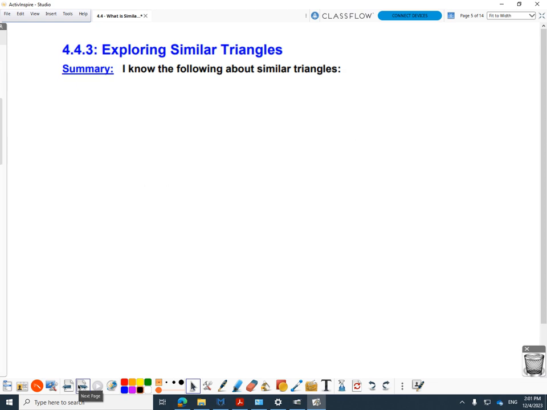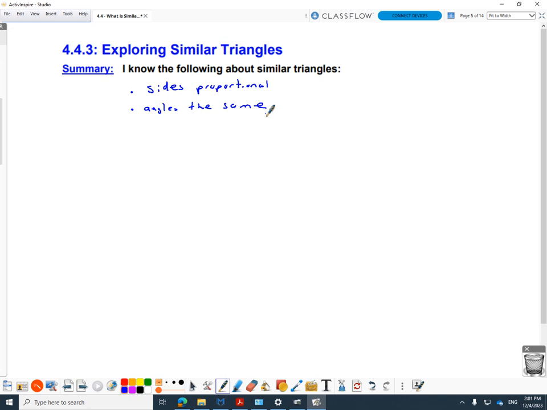here's what we know about similar triangles. Sides proportional, angles the same. If you're bored with writing those two sentences, good. Then I've done my job today, because those are the two defining features of similar triangles. Sides proportional, angles the same.